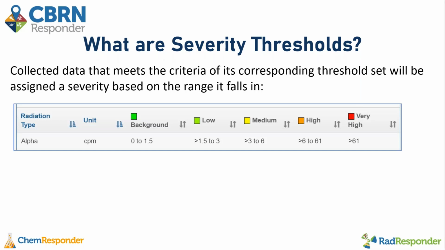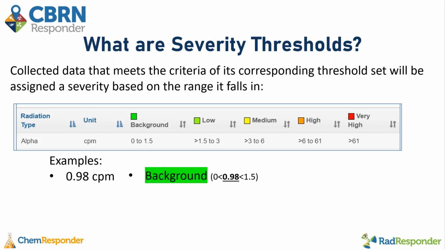Collected data that meets the criteria of its corresponding threshold set will be assigned a severity based on the range it falls in. So for this here, we have the radiation type of alpha, the unit as counts per minute, and these are the ranges for background, low, medium, high, and very high. For example, if 0.98 CPM is recorded by a data collector, it's going to fall in the background threshold range. If a reading was taken at 54.1 counts per minute, it would fall in the high range because it is greater than 6 but less than 61.